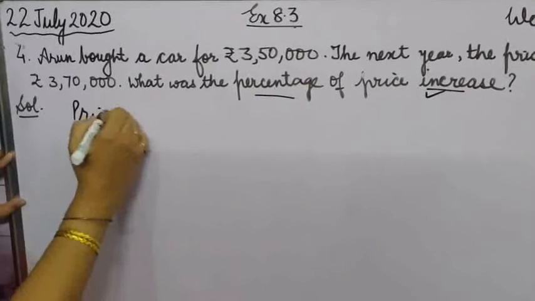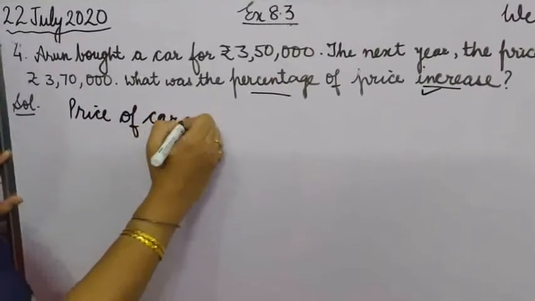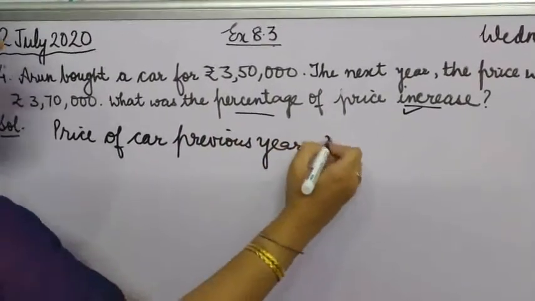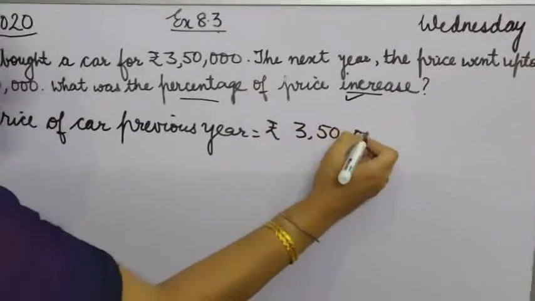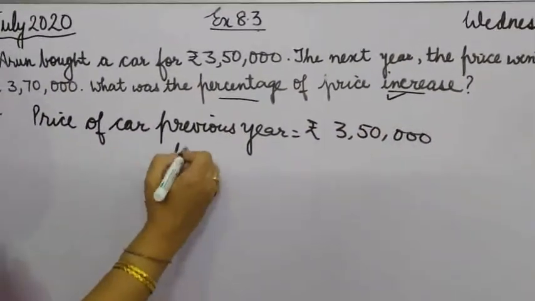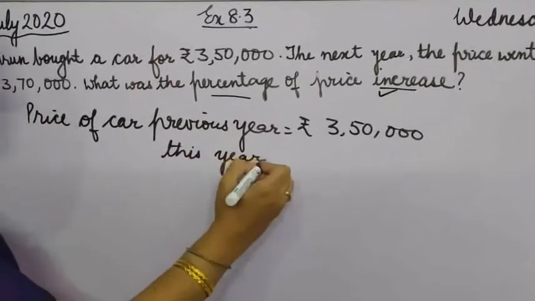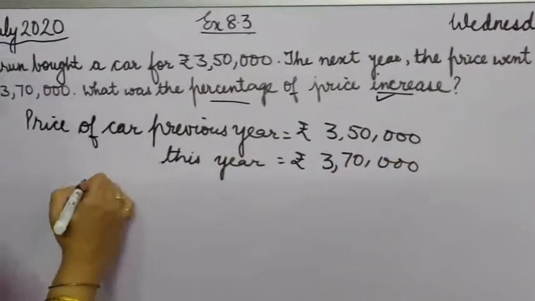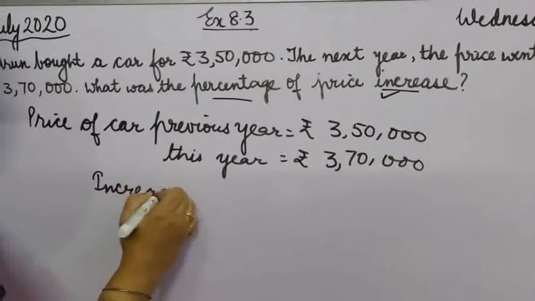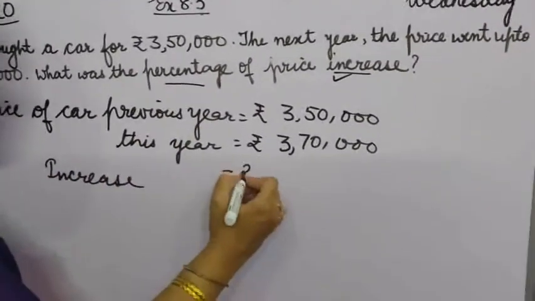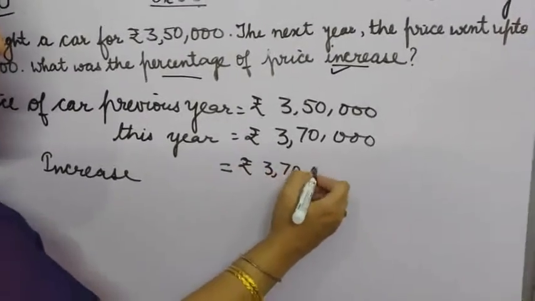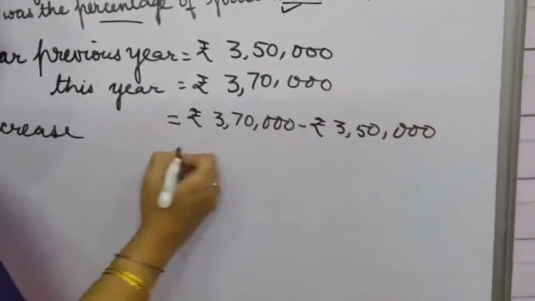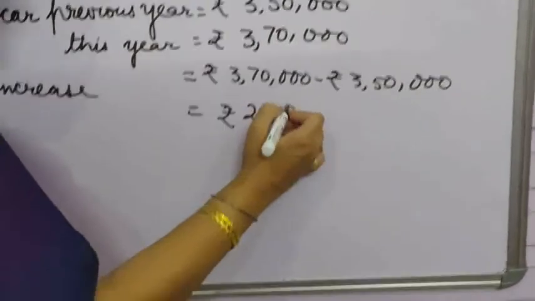So the price of the car previous year was rupees 3,50,000. Now the price of the car this year is rupees 3,70,000. Now how much is the increase in price? For finding out the increase, again we are to subtract: rupees 3,70,000 minus rupees 3,50,000. So it comes out to be rupees 20,000.